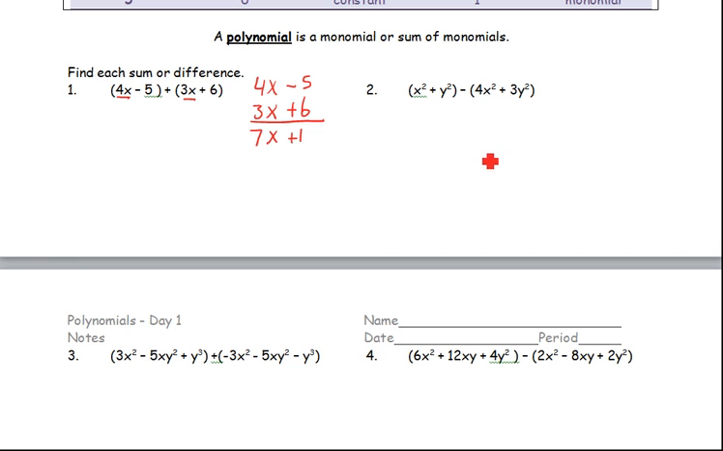Now when it comes to a minus sign, I want to show you a little trick. Let's first write this: x squared plus y squared.